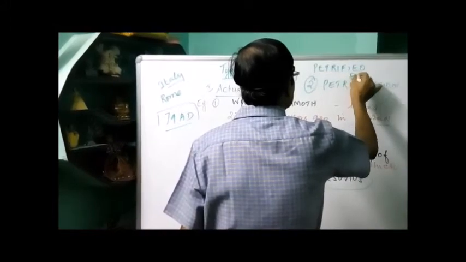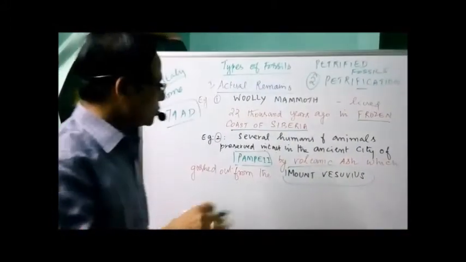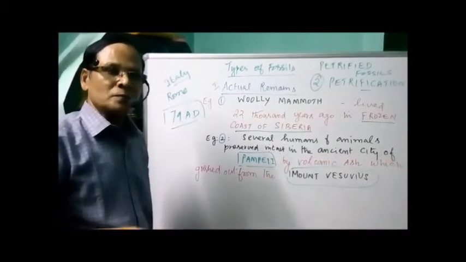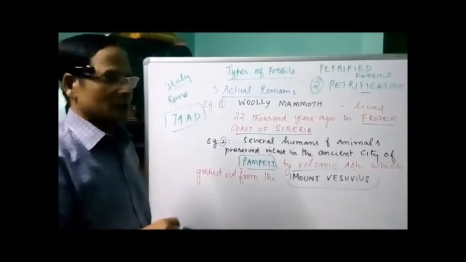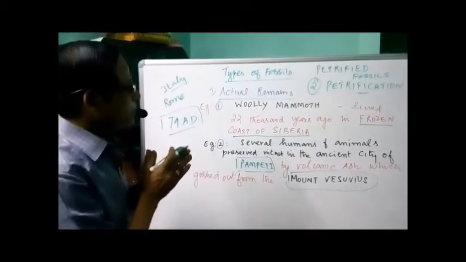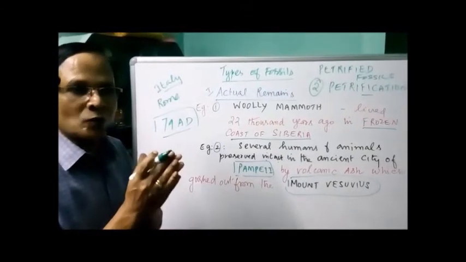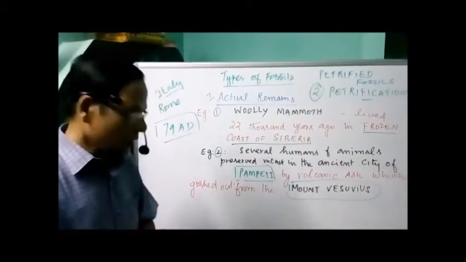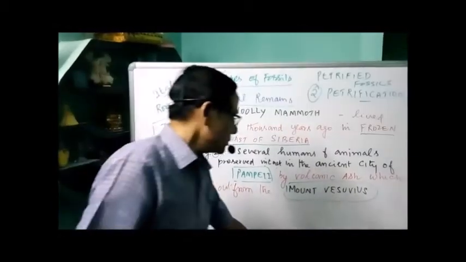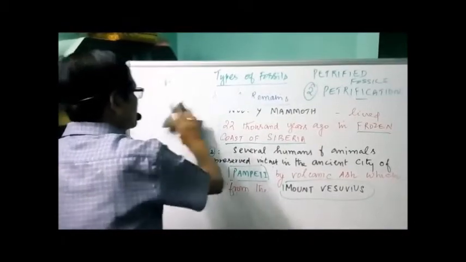Petrified fossils. In the second method, petrification, the original body parts are replaced molecule per molecule by certain minerals, and in the course of that process the original substance of the body is lost. Now what are the minerals normally used in this process? We have iron pyrite; different types of minerals are used.